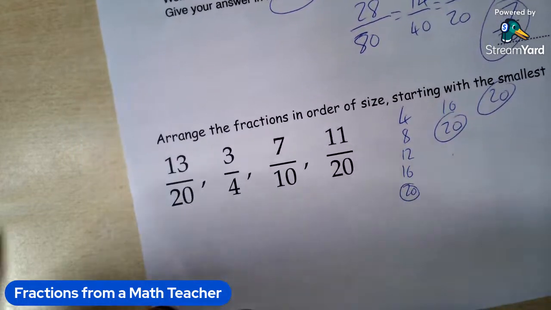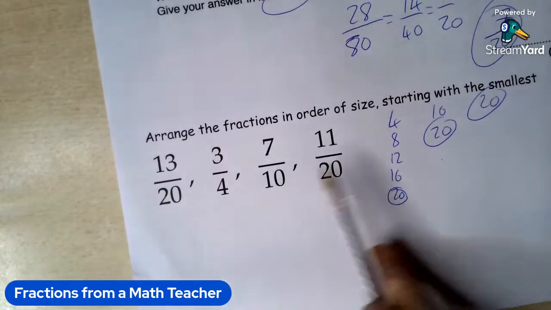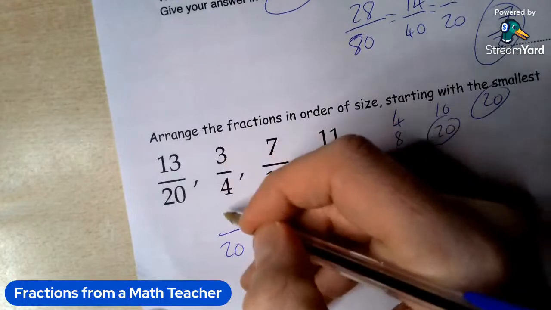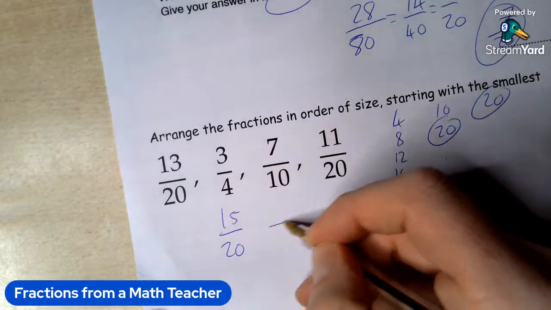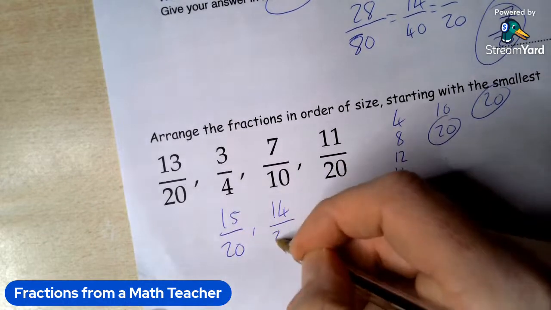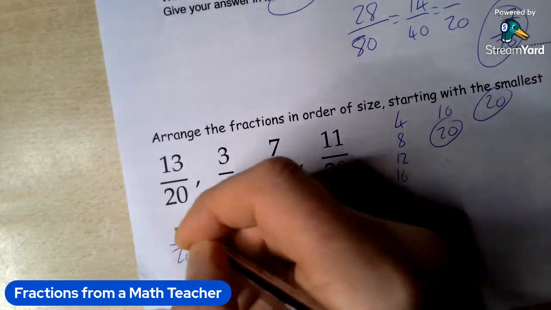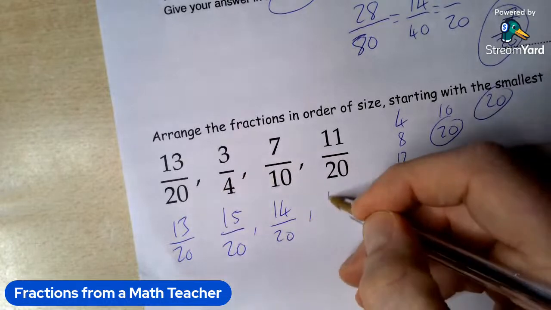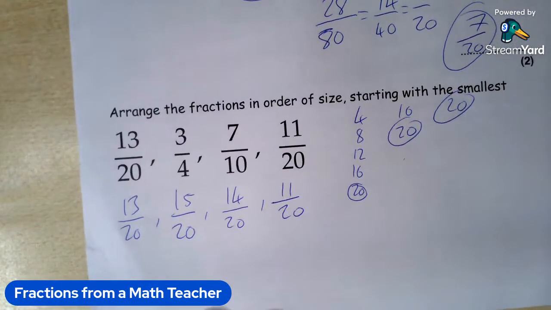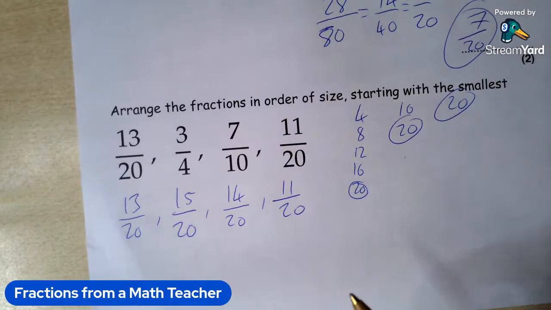So then, these two are already in the 20 times table. So then convert this one. Times 5, so that'll be 15 there. I multiplied by 2, so that'll be 14 there. Now, they're all in 20ths. Yeah, they're all now in 20ths. So now we can easily compare them.